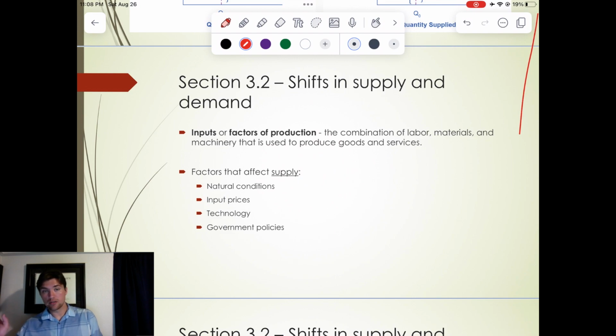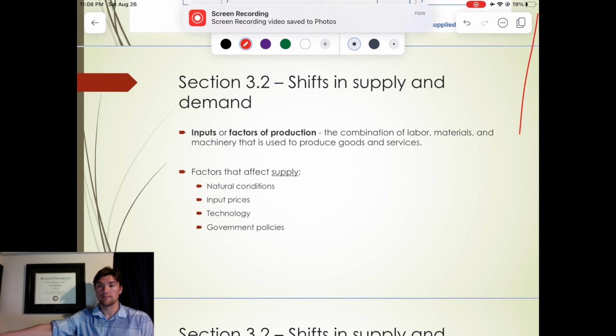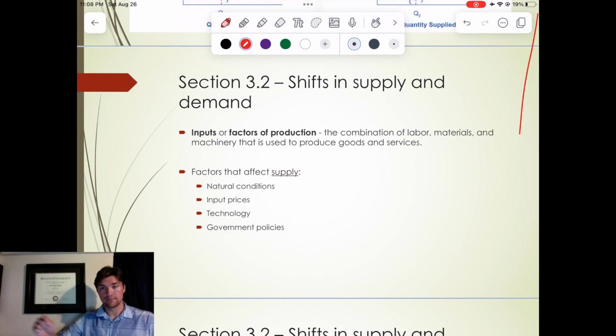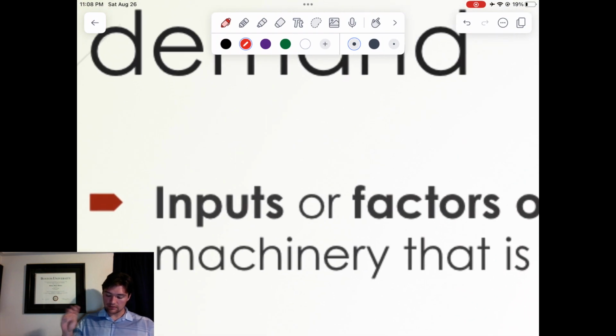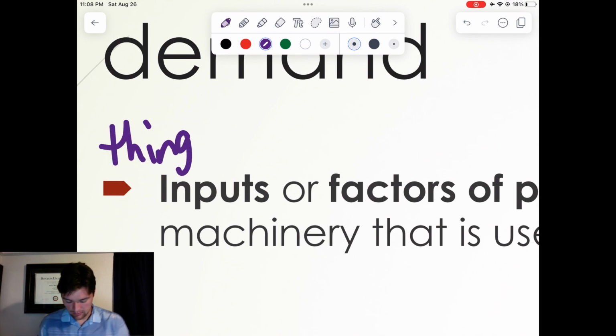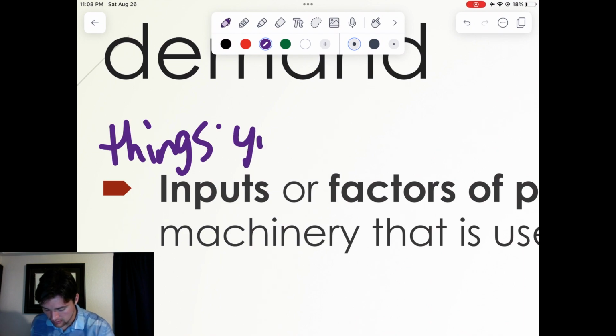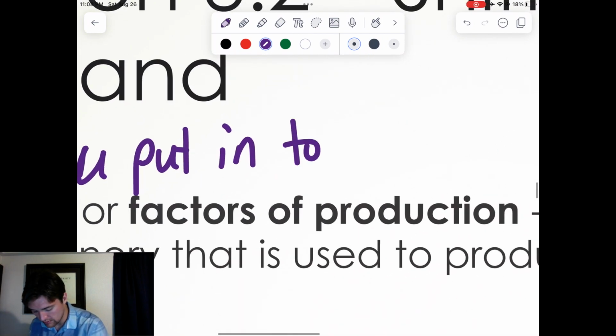The first thing we need to mention are what goes into products. And that is called inputs, or the factors of production. The combination of labor, materials, and machinery that is used to produce goods and services. The way I like to think about it, inputs, the things you put in, all right, so input, the things you put in to products.